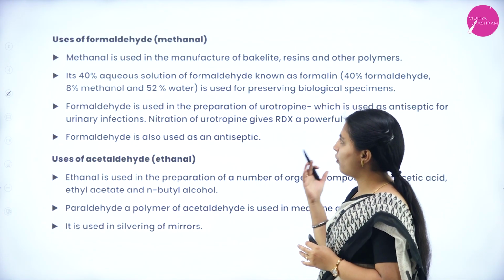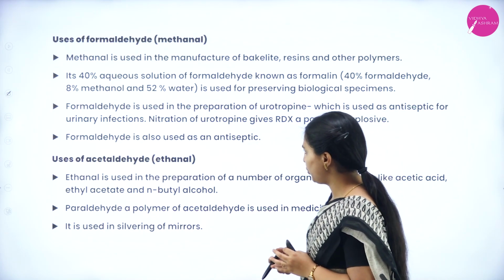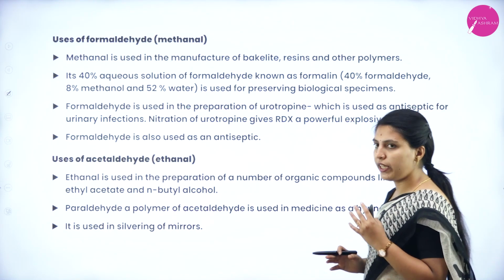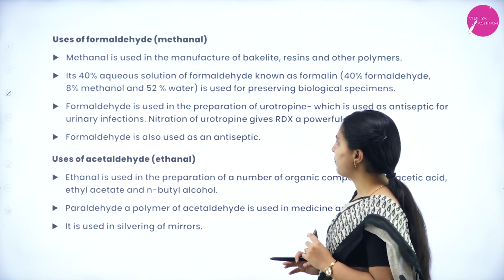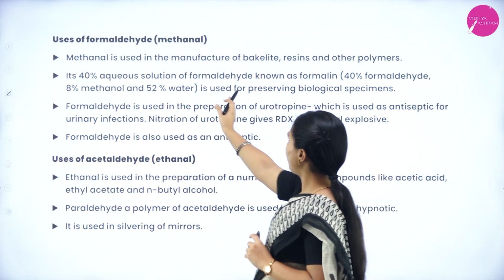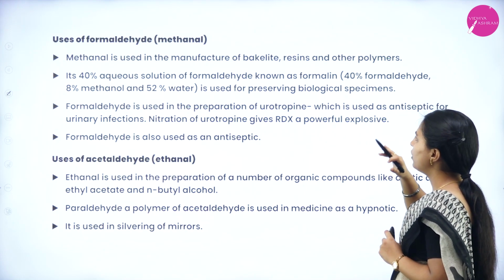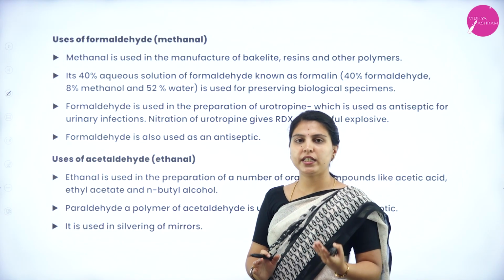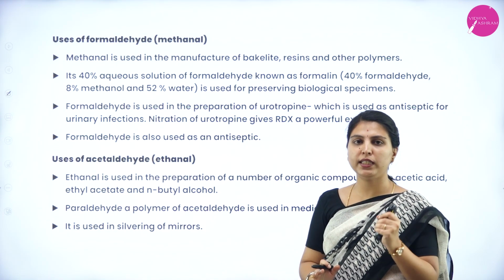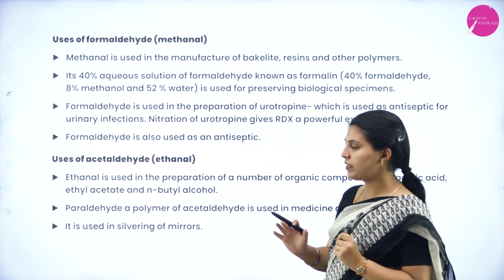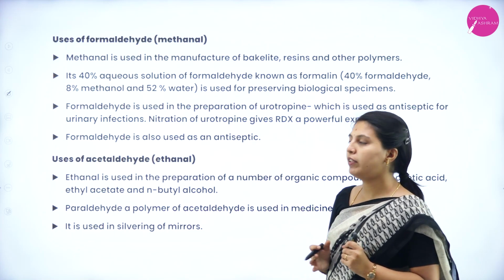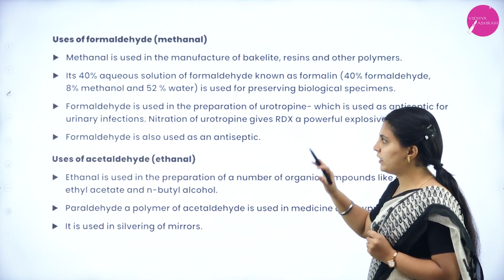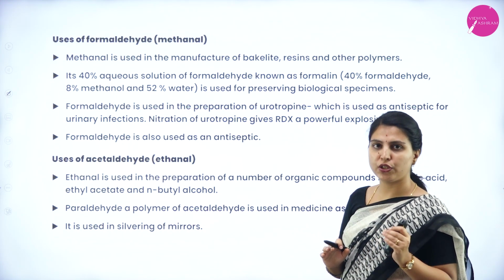And here uses of formaldehyde. Methanal is used in the manufacture of bakelite, resins and other polymers. Usually methanal will be used in polymer industries. Its 40% aqueous solution, known as formalin, is used for preserving biological specimens. You have seen in the biology or zoological laboratories, we use formalin as a solution to preserve the biological specimen. It is a 40% aqueous solution of formaldehyde and known as formalin. It contains 8% of methanol and 52% of water.